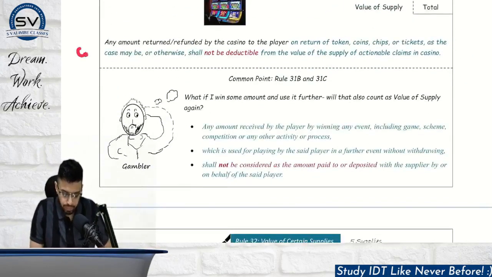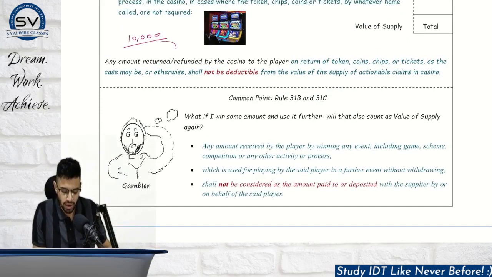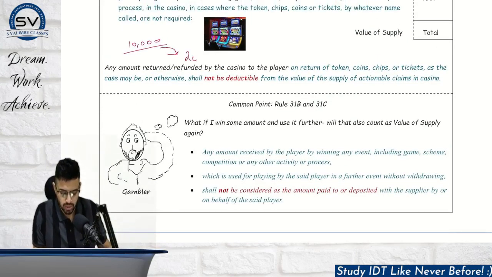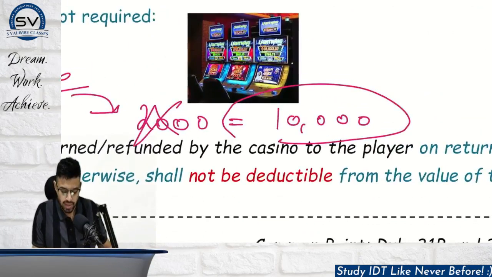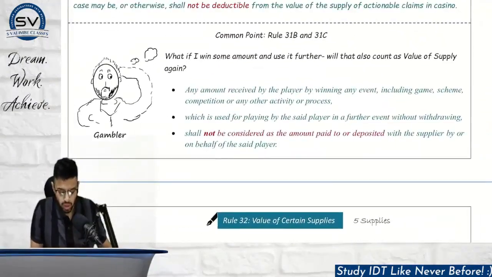Now again, if any amount is refunded or returned, let's say I bought chips of 10,000 rupees in the Goa casino. While returning, I returned the chips of 2,000 rupees. But still in this case, value of supply will be 10,000 only, not 8,000, right? So this is an example that we took of casinos. Okay, one common point with respect to rule number 31B and 31C, that is the casino and online gaming money. This is a gambler.